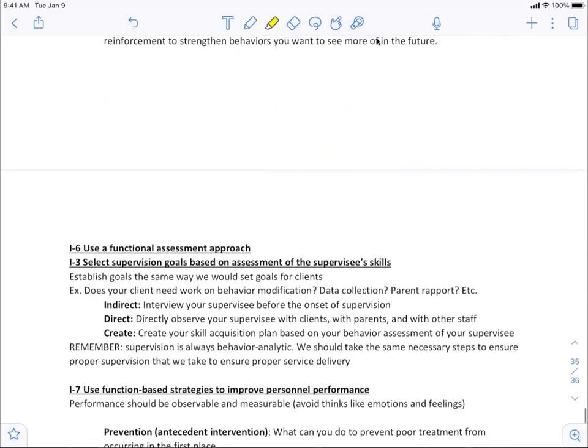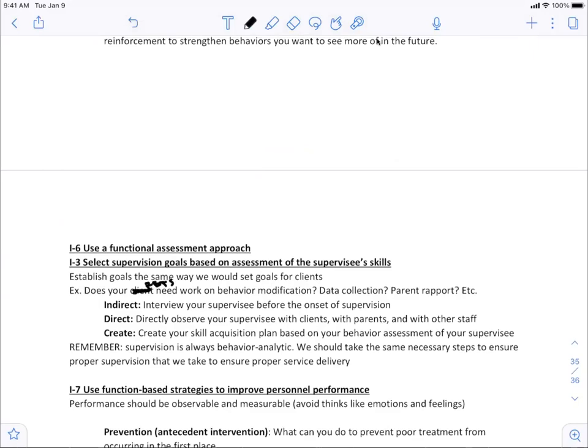I6 and I3, use a functional assessment approach and select supervision goals based on assessment of the supervisee's skills. Okay, so just like our other skill-based goals, we're doing everything based on our assessments. Establish goals the same way we would set goals for a client. Does your client need to work on behavior modification, data collection, parent rapport, etc.? What are we trying to focus on with our technicians? Okay, what do our technicians need to work on? Okay, RBTs. What do they need to work on?